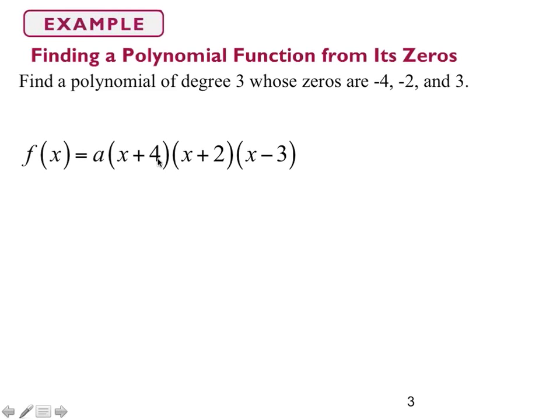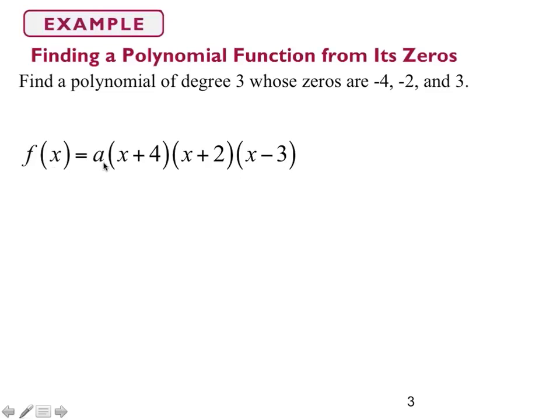If -4 is one of the zeros, that means x plus 4 has to be one of the factors, because when you plug -4 into x plus 4, it becomes 0, exactly like you want. Since -2 is also a zero, x plus 2 is a factor. Same thing with +3: since +3 is a zero, x minus 3 is a factor.